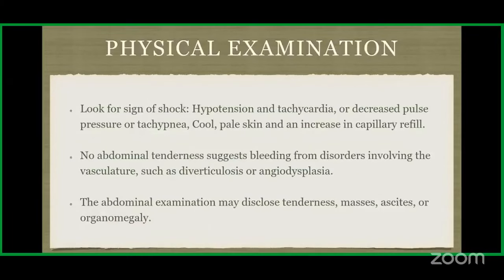Coming to physical examination, already discussed: look for signs of shock, hypotension, tachycardia, decreased pulse pressure, tachypnea, cool, pale skin, increased capillary refill time. If there is no abdominal tenderness, bleeding is mostly from diverticulosis or angiodysplasia. With any other cause, the patient presents with abdominal tenderness as well. The abdominal examination may disclose thickness. If there is tenderness, there might be masses, ascites or organomegaly as well.